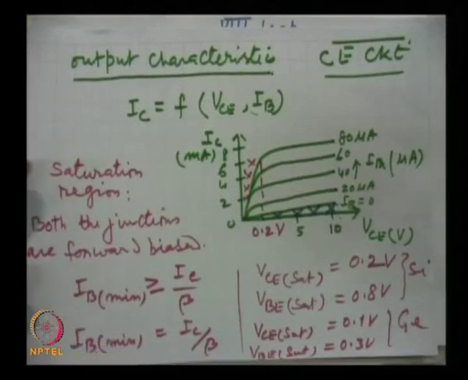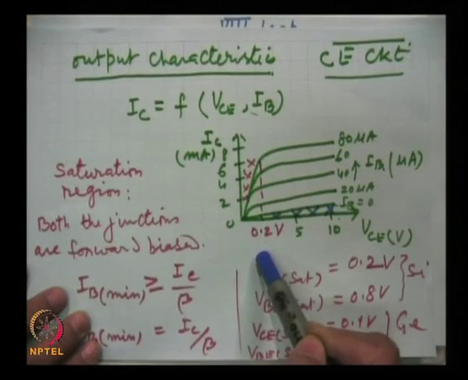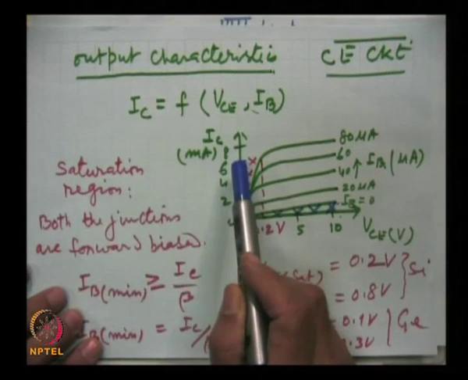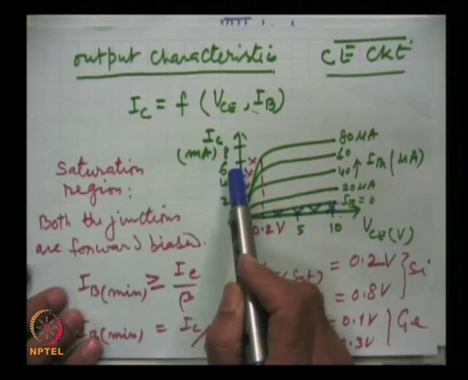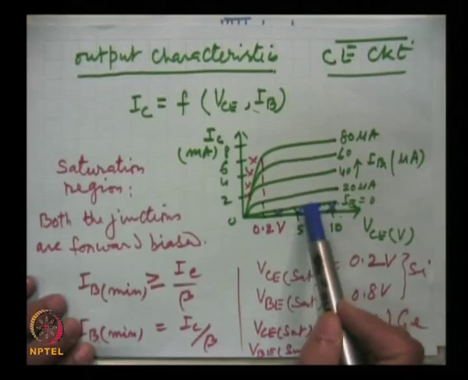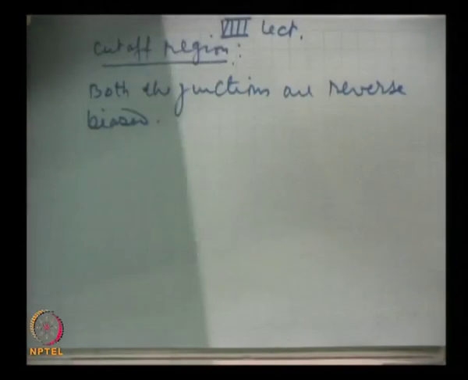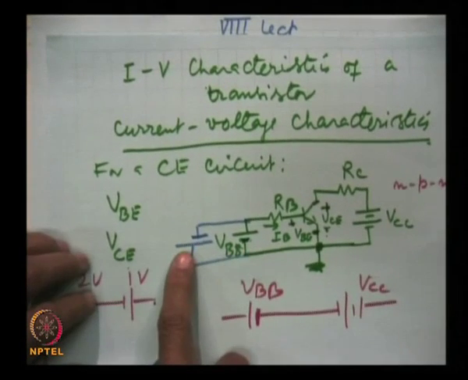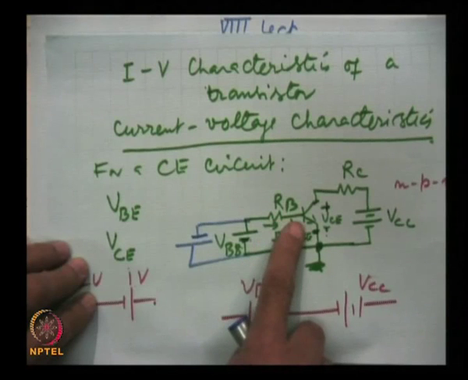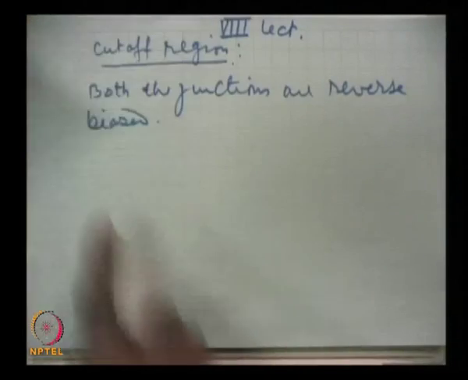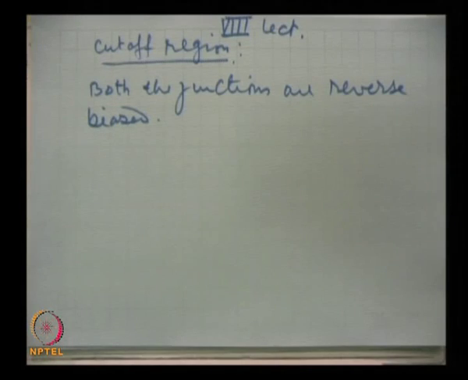We said earlier that these characteristics can be divided into three parts. We discussed the saturation region, in which both junctions, the emitter junction as well as the collector junction, are forward biased, and this is the cutoff region. To go below IB equal to 0, that means in the other direction, we will have to change the polarity of this as it is shown here, and this will make the p-type base connected to the negative terminal of the battery. So even the input junction is reverse biased.